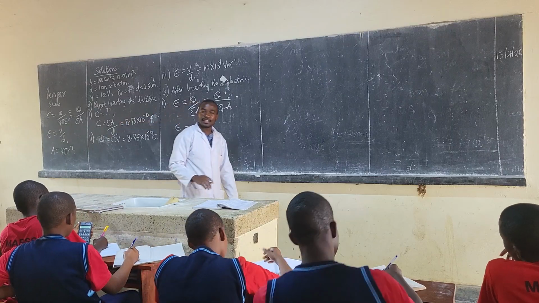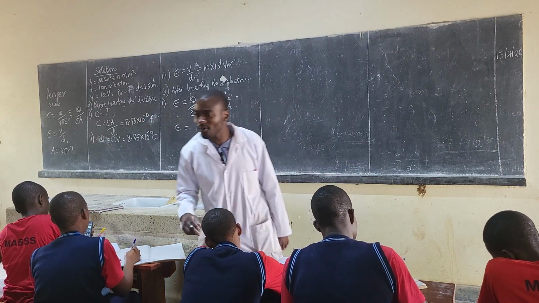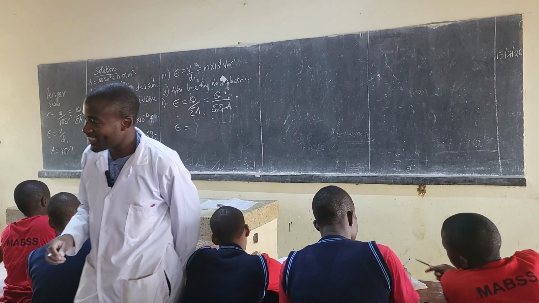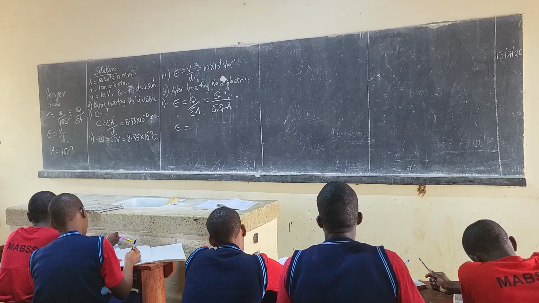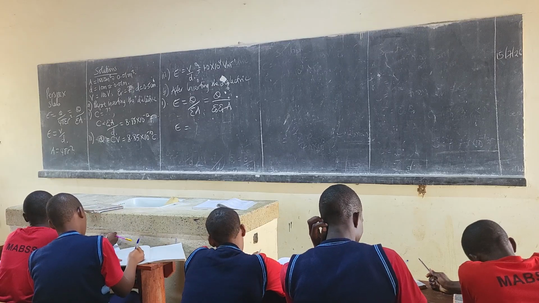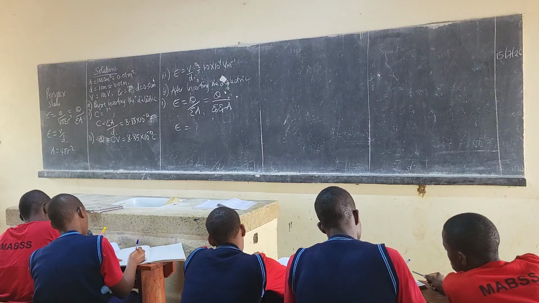We cannot use epsilon R alone. Ladies and gentlemen, I don't know what I can do to make you understand that. You can't use epsilon R alone. Epsilon R is used against epsilon naught to get the permittivity of that medium.